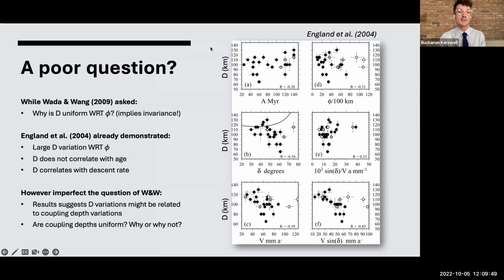But regardless, however imperfect the wording of the question, the results of the study of Wada and Wang in 2009 do lead to a really key insight, and that is that the variations in D that are measured are perhaps and probably related to variations in coupling depths. And so this leads to maybe a better question. We can ask ourselves, well, how uniform are coupling depths? How do they vary from subduction zone to subduction zone?